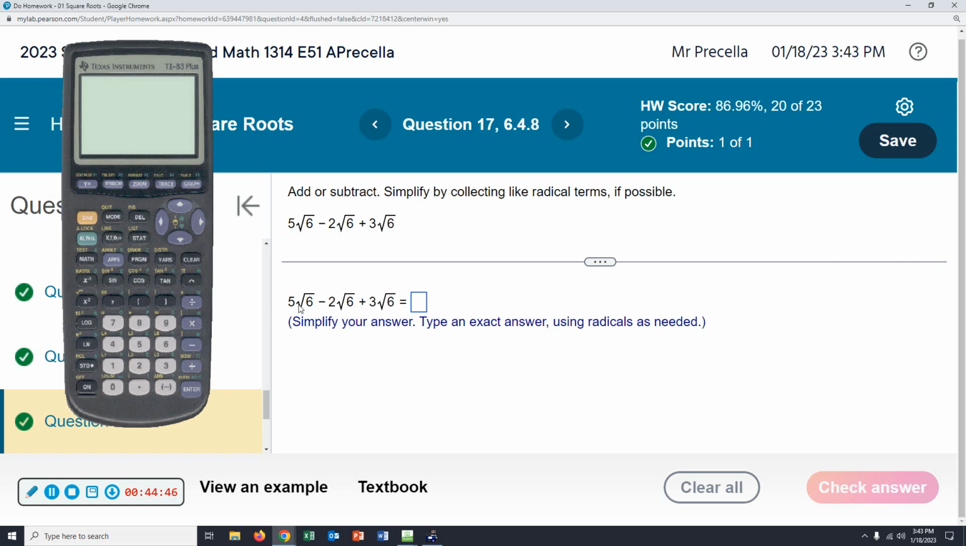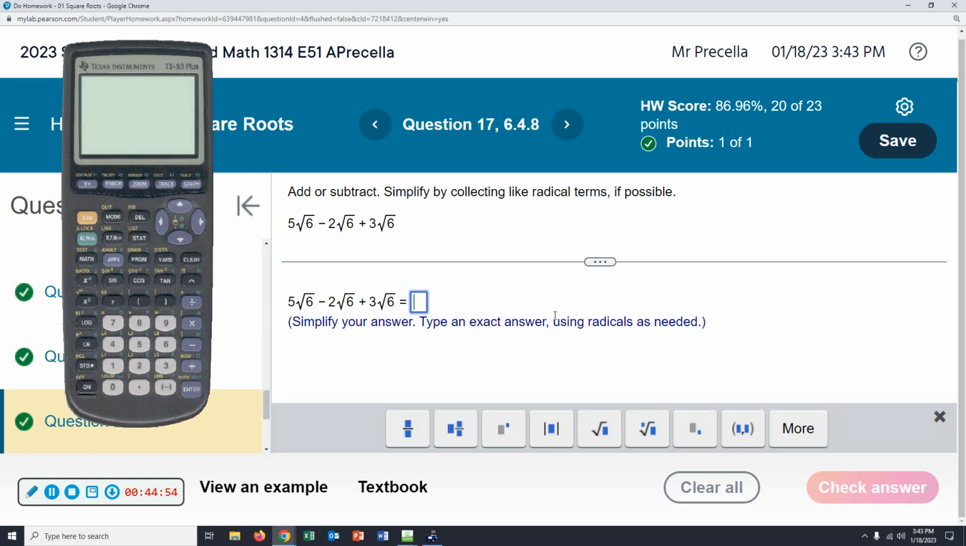So could y'all tell me, oh wait, how funny. What's the answer going to be? 6 square root of 6. Okay. 5 minus 2 is 3, plus 3 is 6 square root 6. So it seems like number 17, that programmer liked the number 6.